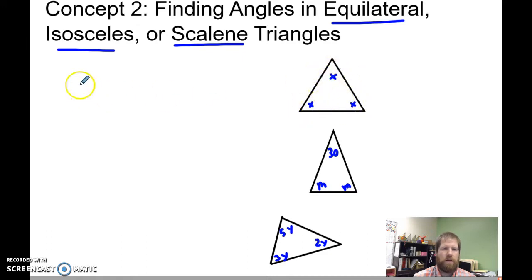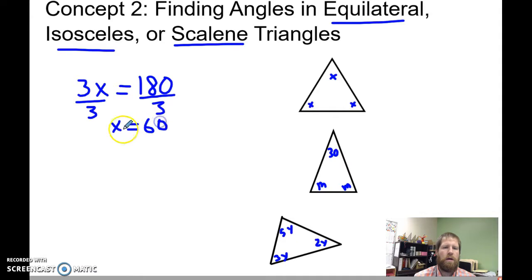are equal, right? Which means we have 3x, 1, 2, 3, and that should be equal to 180 degrees. All right, we can solve for x, divide by 3, divide by 3, x equals 60 always. So if you ever run into an equilateral triangle, it's always going to equal 60 degrees for the angles.